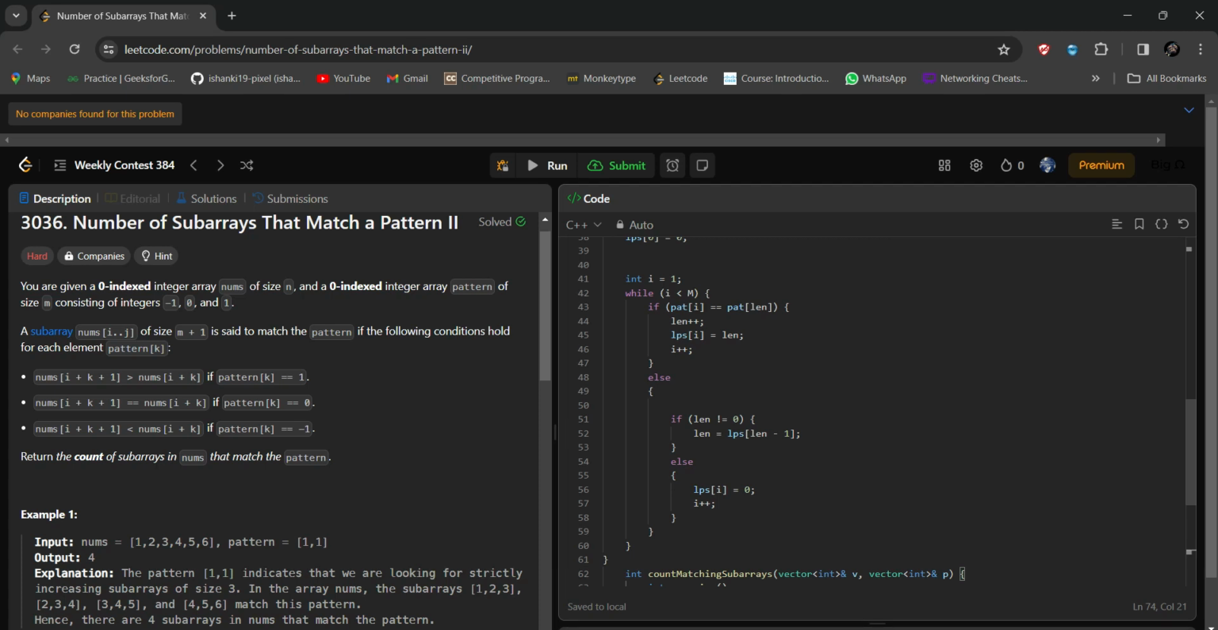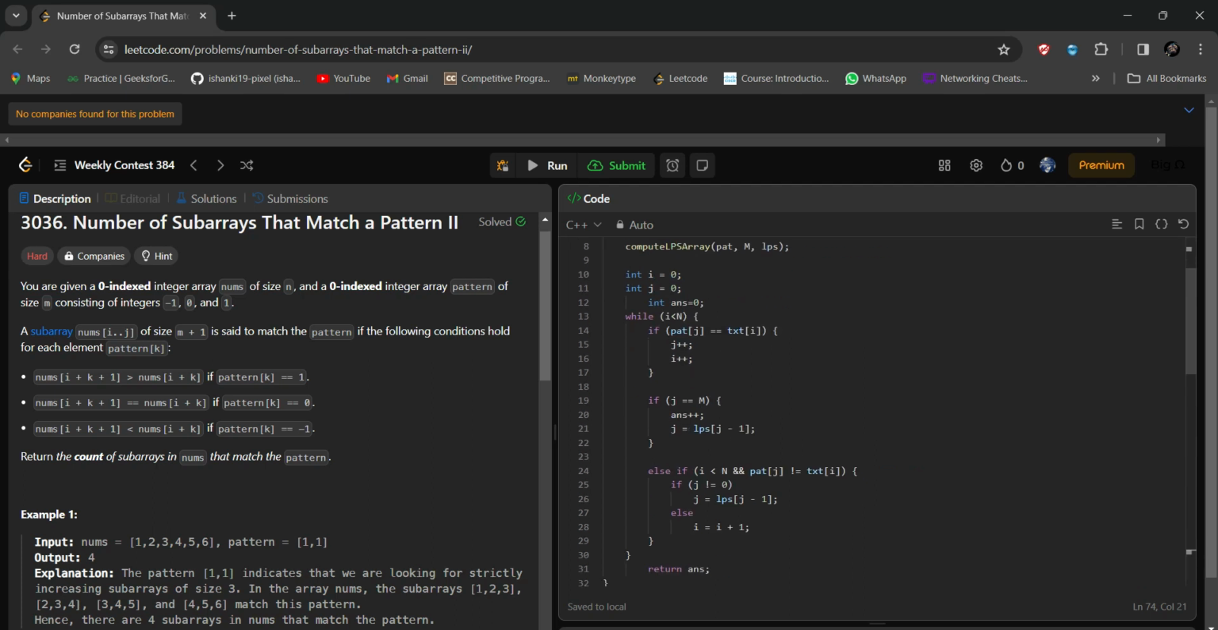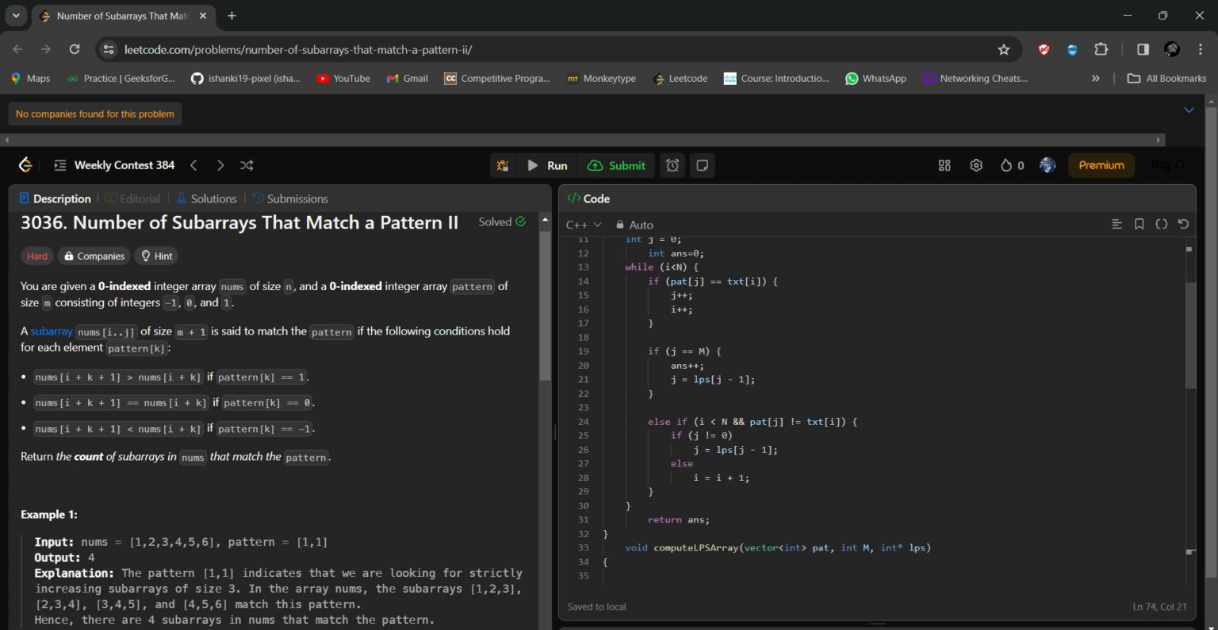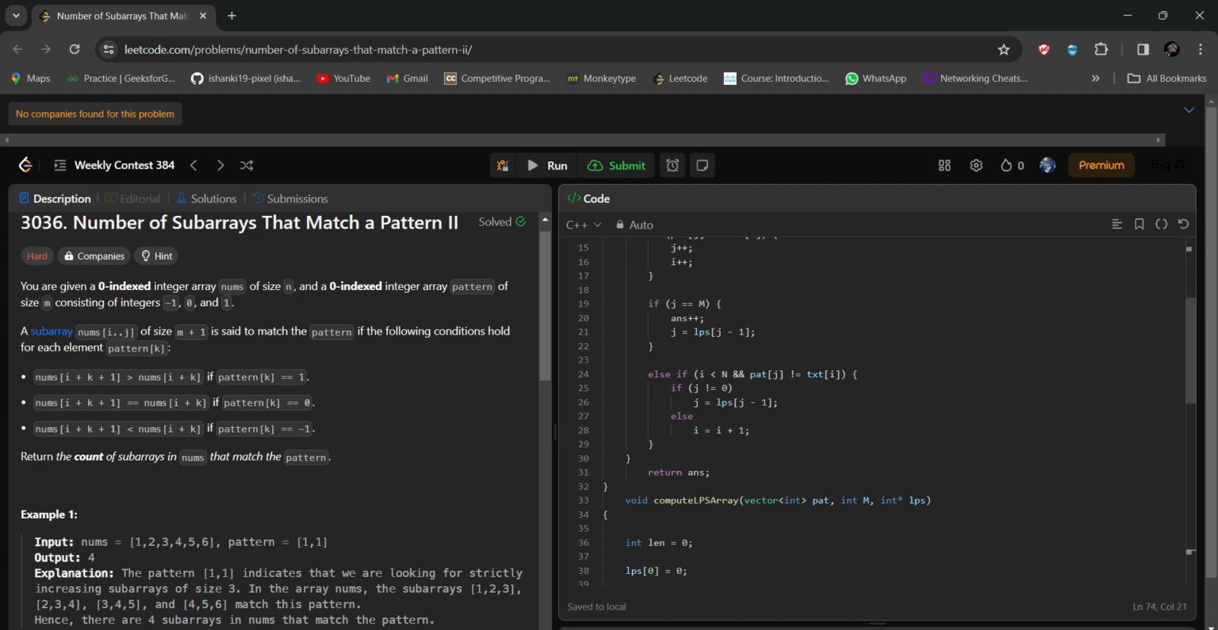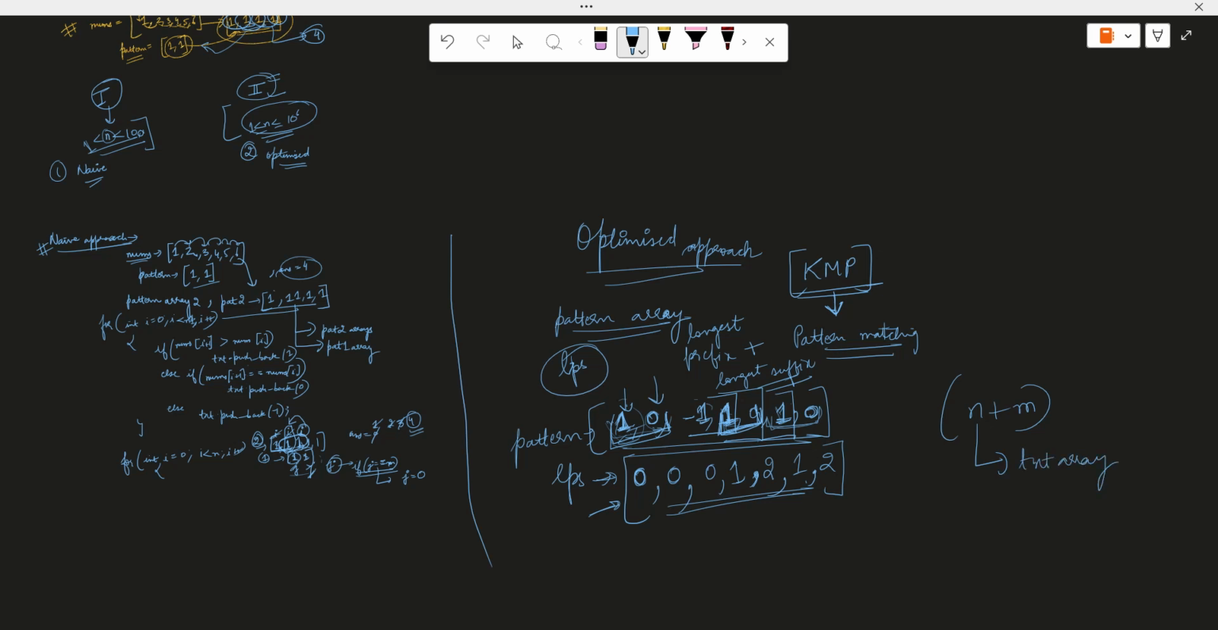We need to compare each and every character as I have discussed. After constructing the LPS array, we need to check each and every element whether it's present or not present, and we return the answer at the last. I hope you have understood my concept, and the time complexity in this case has been reduced. For the KMP algorithm, the complexity would be n plus m, where n is the length of the text array, or the T array, and m is the length of the pattern array.